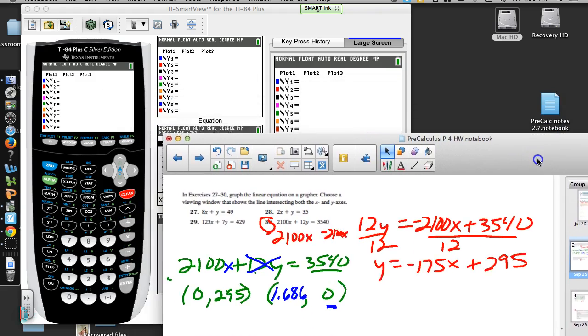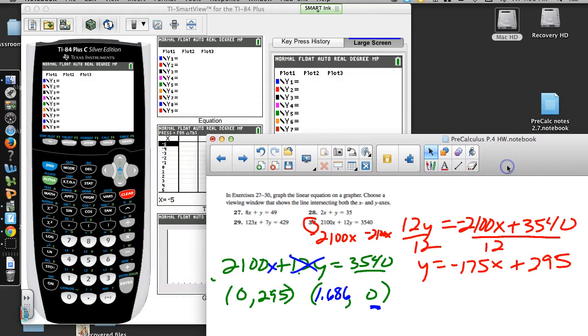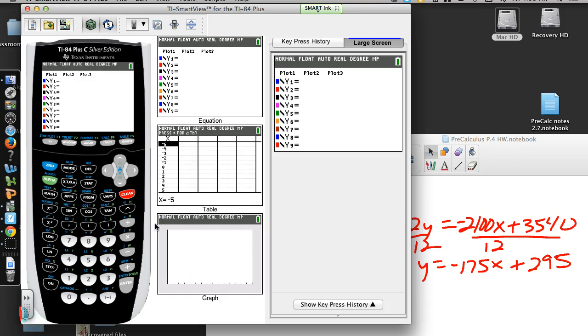So let's get this in a calculator here, and hopefully we'll still be able to see that screen. So y equals negative 175, and one of the reasons that I had to wait to do this was because this graphing calculator was giving my computer all kinds of trouble. So I hope this works out this time.